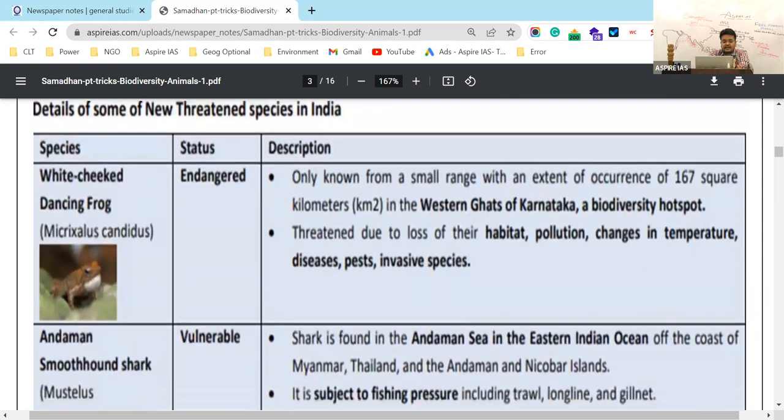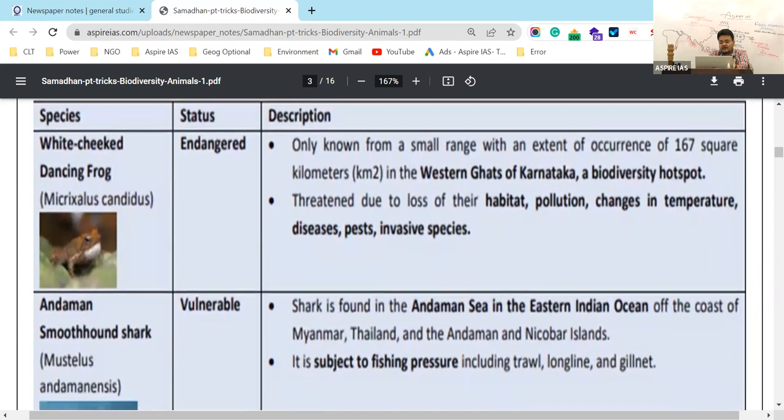Then another animal is the white-cheeked dancing frog. Maximum frogs in Bharat are critically endangered, found in the Western Ghats. So its status is endangered, only known for a small range with an extent of occurrence of 167 square kilometers in the Western Ghats of Karnataka, a biodiversity hotspot.